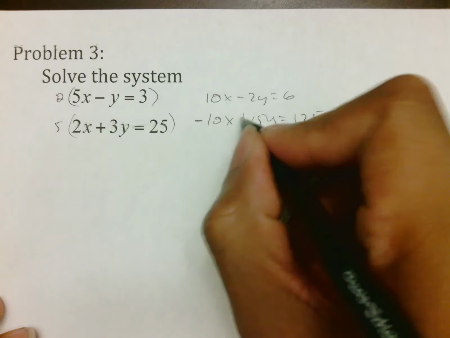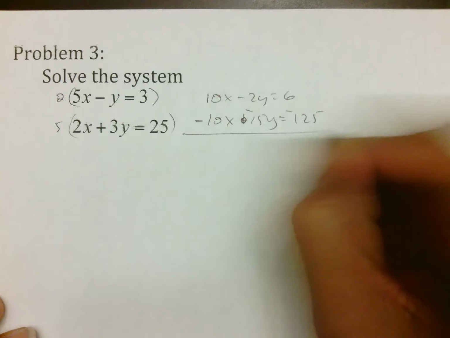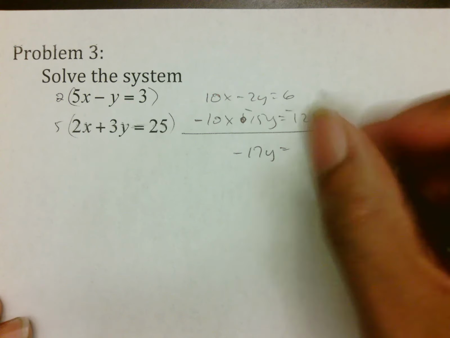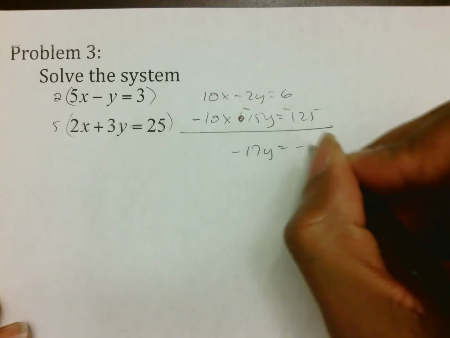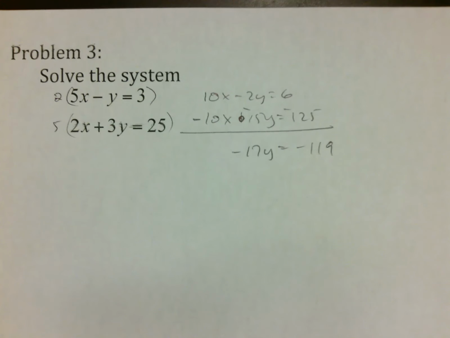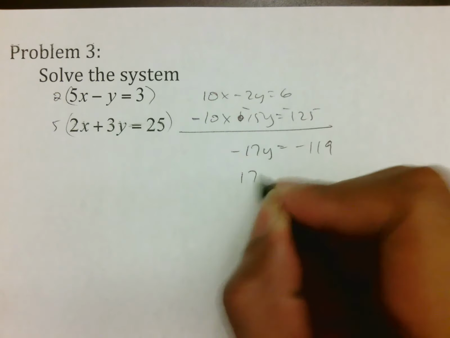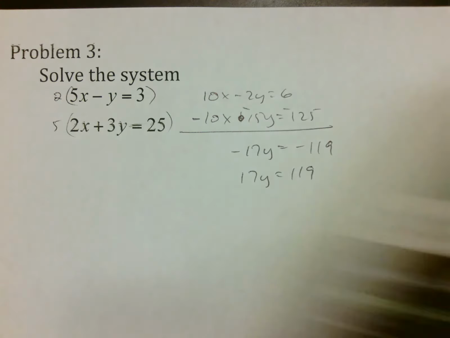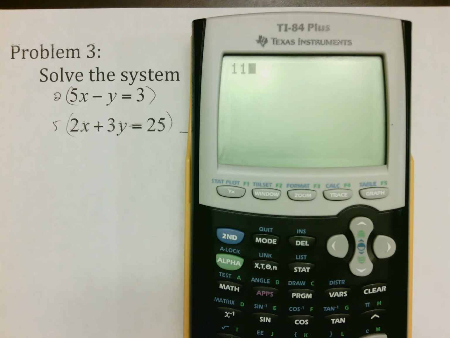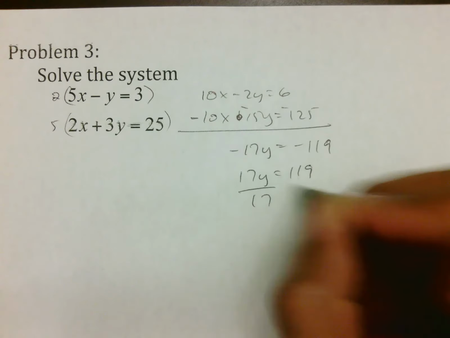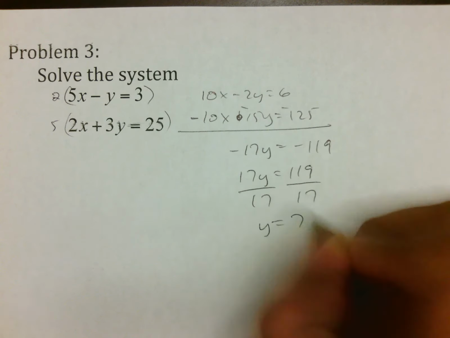You'll then switch your bottom row, as most of you did. You will get negative 17y equals, I think that's 119. I don't know, I think it is. Then you'll do your switching over, 17y equals 119. I hope I did this right, but we'll find out in a second. You did. And when you divide by 17, you end up with y is equal to 7.